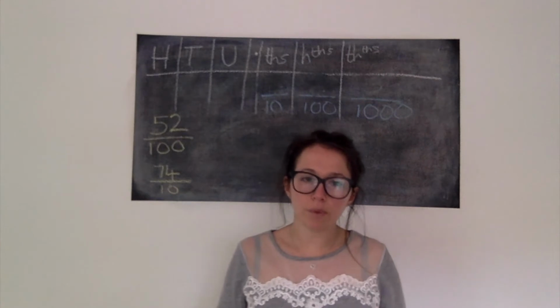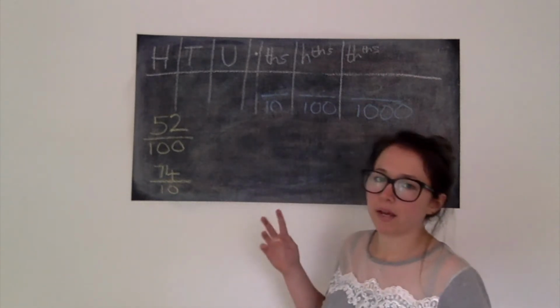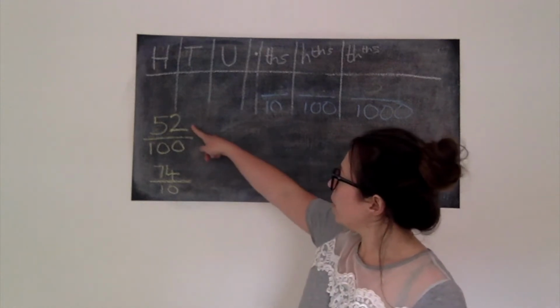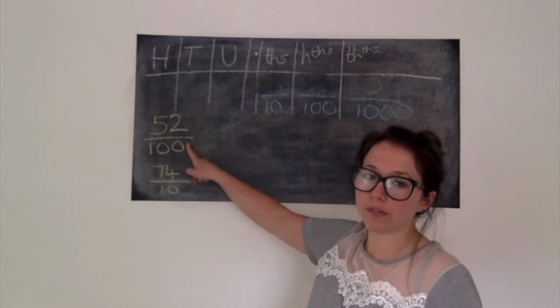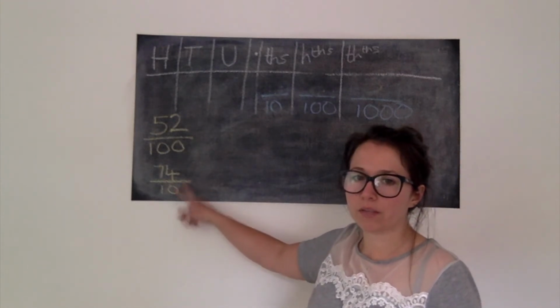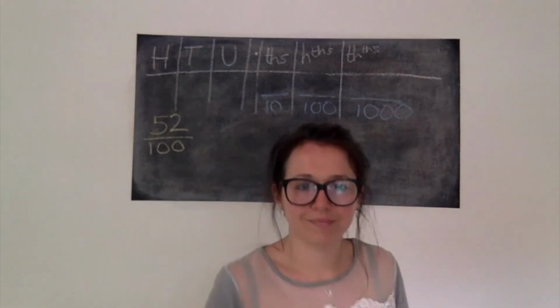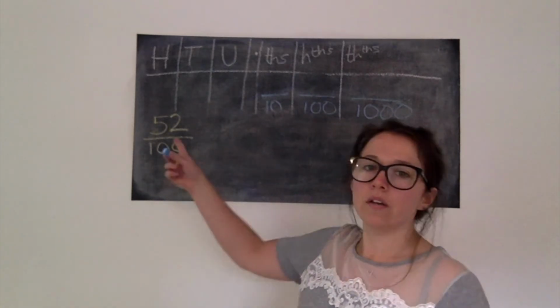Now I want you to pause the video and have a go at writing these fractions as decimals in the same way that I've just done. So I want you to turn 52 hundredths into a decimal, and this one, 74 tenths, as a decimal. Now this is something that I haven't just done, so I want you to think about this one carefully.